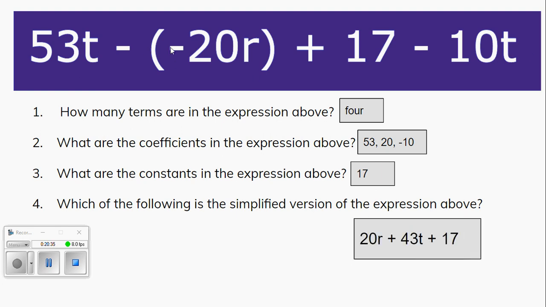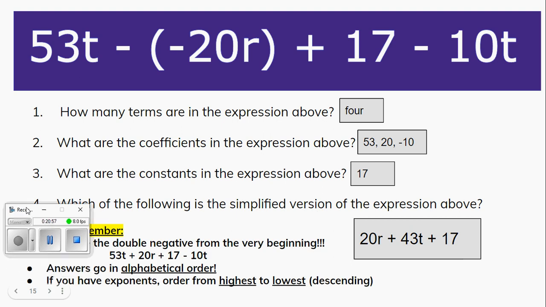So the plus 20R, there's nothing that can go with that. Now I can take these 53 T's and minus 10 T's and get 43 T's. And then there's nothing I can do with that constant. Notice my answer is in alphabetical order, and the constant is written last. And that takes care of this question.